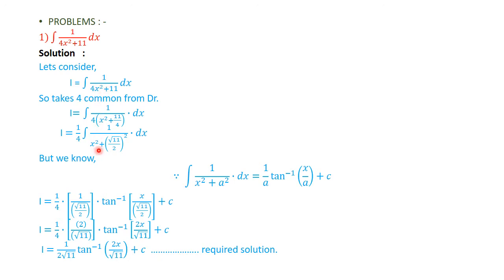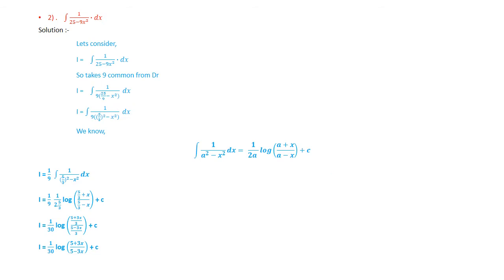See, this form is reduced to the standard form, then by using the standard integral, some special integral, we get the answer. Now let us consider one more problem. Here I is equal to the integral of 1 by 25 minus 9x square. Now you can see again x square has a multiple, so take it outside, which means divide these terms by 9, therefore 25 by 9 minus x square. Now taking 1 by 9 outside the integral, we will have 25 as square root 5, 9 as square root 3, so 5 by 3 bracket square minus x square.